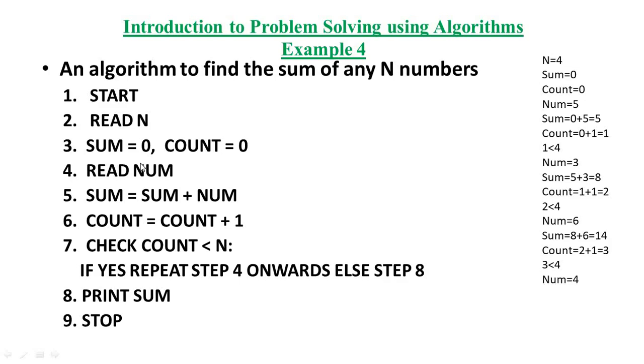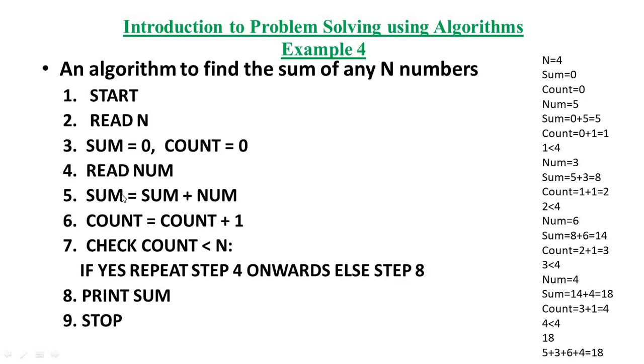Let it be 4. The sum is 14 plus 4, 18. Count is equal to 3 plus 1, 4. Again go for check. 4 is less than 4. The condition is false. If it is false, it will go to the else part. Step number 8. Print sum. 18 will be printed and stop the process.